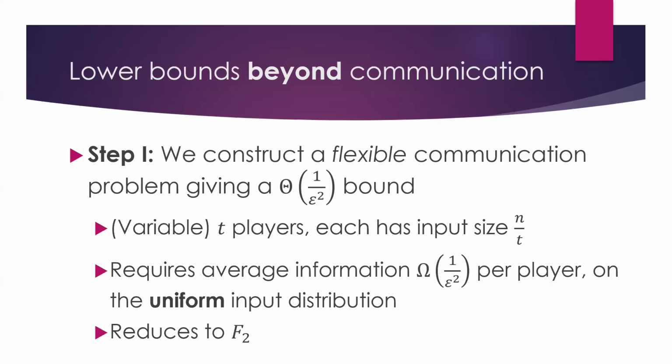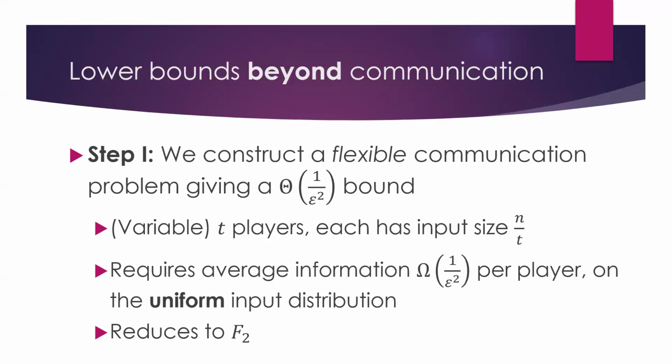What I mean is that to solve whichever communication problem I am defining between those t players, the average information that a player has to say about their input is something like 1 over epsilon squared. What do I mean by that? If I have more players, then each of them would need to say, at least on average, something like 1 over epsilon squared bits of information about their input. So if I have more players, then in total the amount of communication they need is larger. The average always remains 1 over epsilon squared.